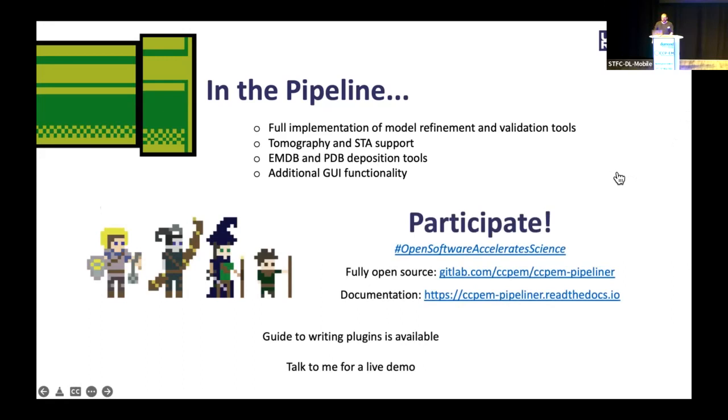So please participate. The pipeliner is fully open source. You can see the source code at GitLab. The documentation is very extensive and available online. And for developers, there's a guide to writing plugins available. I'm happy to help you write a plugin for your specific piece of software so we can integrate it into the pipeliner ecosystem. And remember, if you write a plugin for the pipeliner, you get a nice fancy GUI for free. And if anyone's interested, catch me during a break, and I'm happy to give you some live demos of how it works.